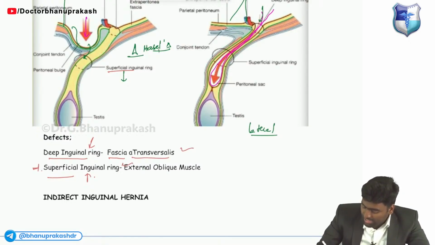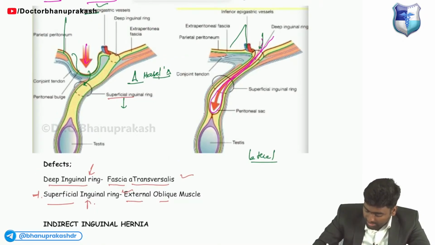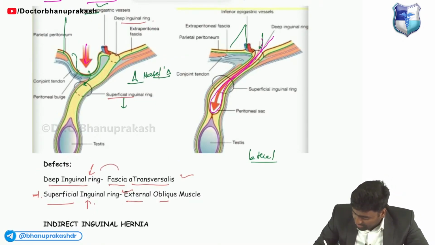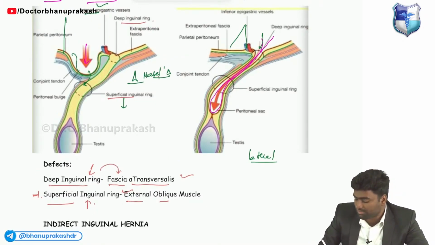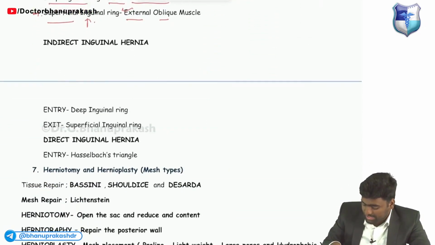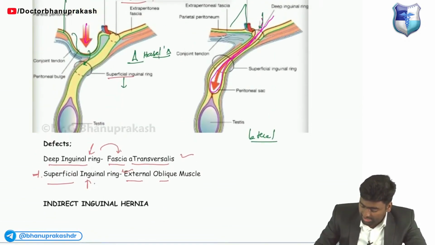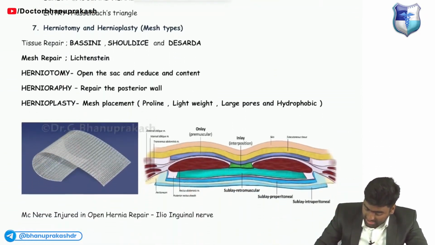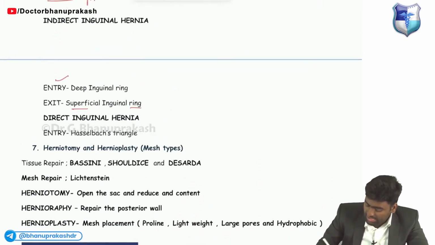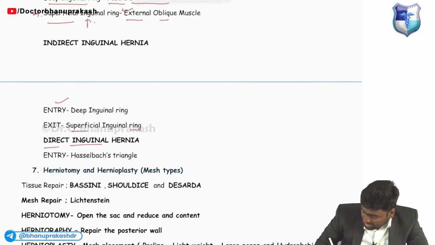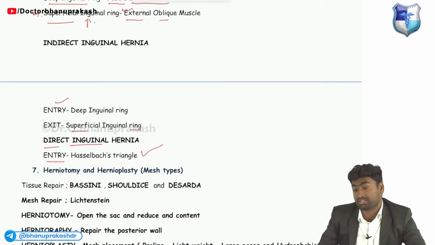This superficial inguinal ring is due to the defect in the external oblique, whereas this deep inguinal ring is due to the defect in the fascia transversalis. So these two questions they will ask you. As I told you, the entry of an indirect inguinal hernia is the deep ring, and the exit is the superficial inguinal ring, and a direct hernia will be entering into Hesselbach's triangle.